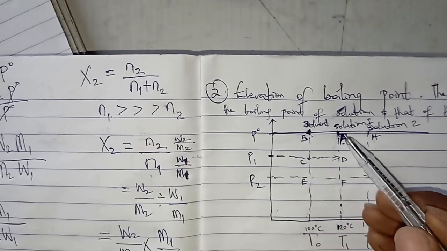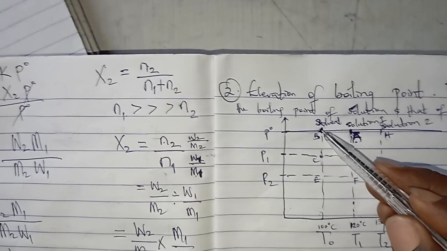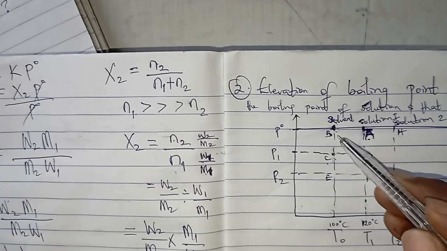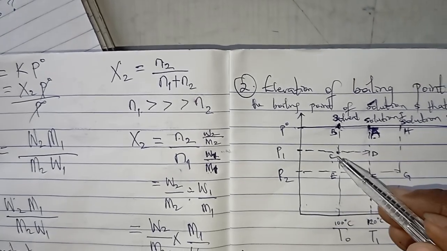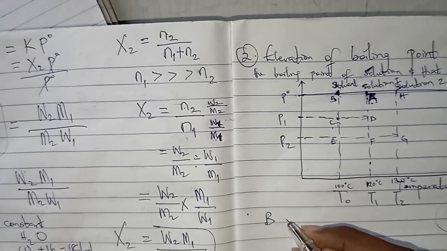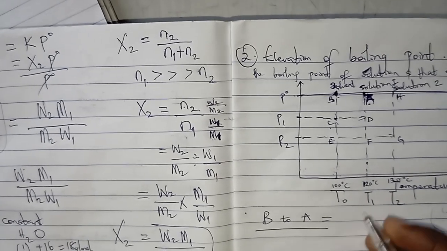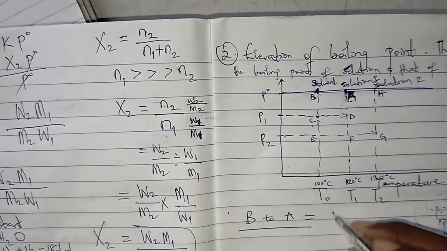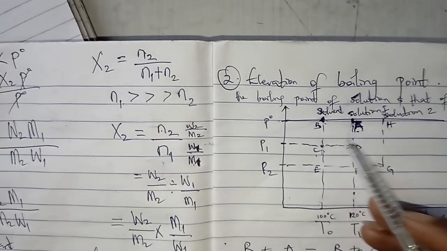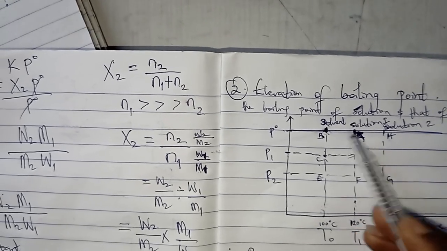And that temperature change came with change in boiling, in vapor pressure. B to C, that is change in vapor pressure. So B to A should be equal to B to C. Then let's go again. That is B to A equal to B to C.